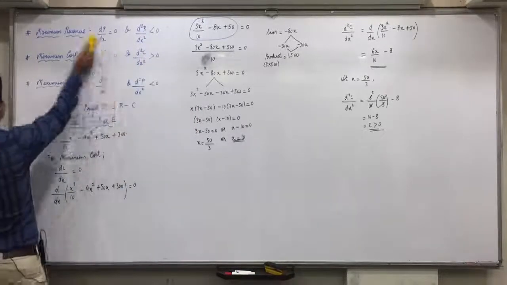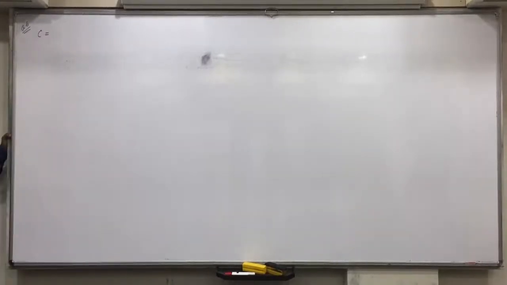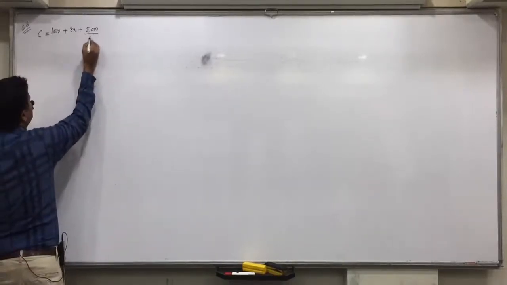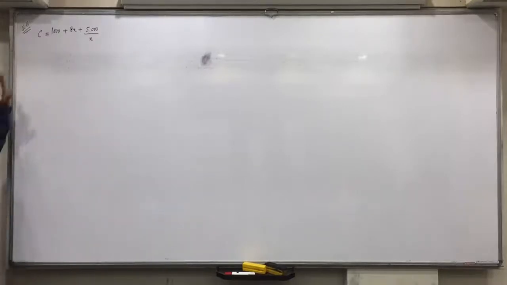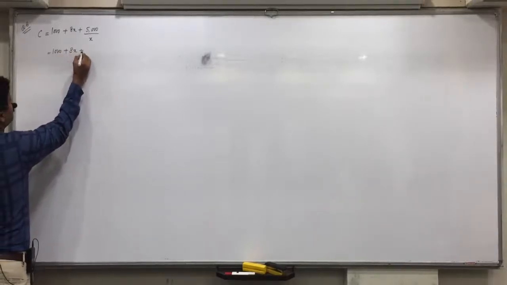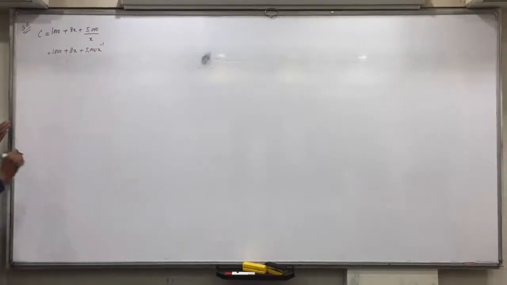Look at question 6. Be attentive. The cost of producing x units of an item is given by C equals to 1000 plus 8x plus 5000 divided by x. First of all, I have told you since the beginning of the chapter, if x comes in denominator, then bring it in numerator. So 1000 plus 8x plus, what will you write this? X raised to minus 1 if you bring it in the numerator. Is everyone clear with this?